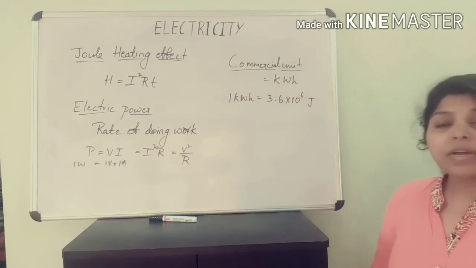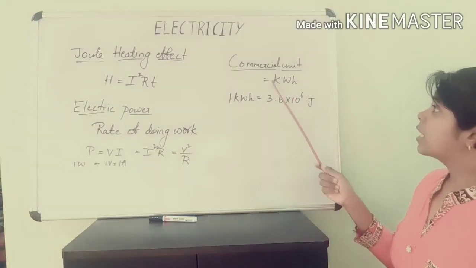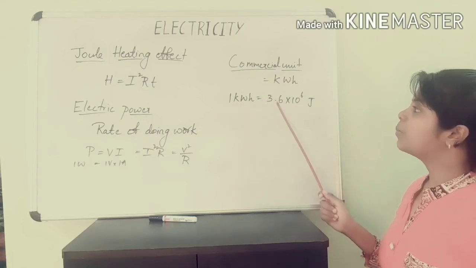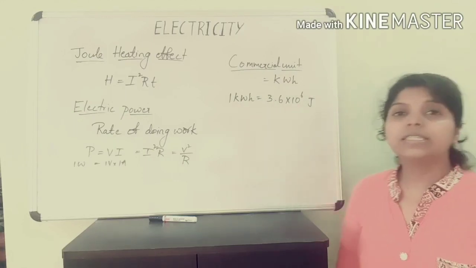Commercial unit. Commercial unit of electric energy is kilowatt hour. 1 kilowatt hour is equals to 3.6 into 10 raised to the power of 6 joules.